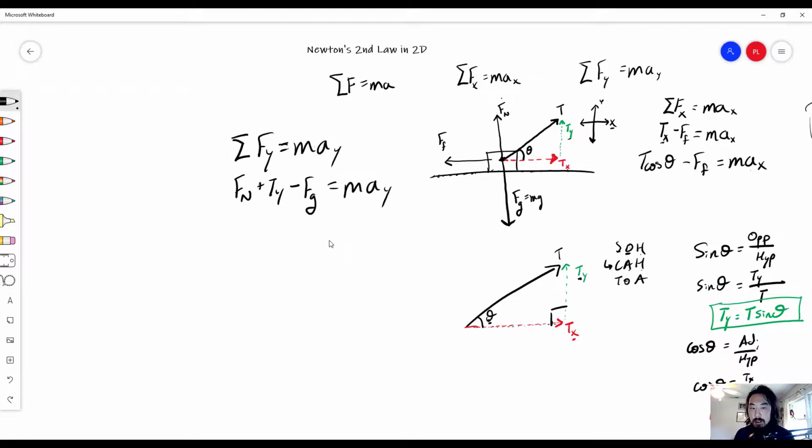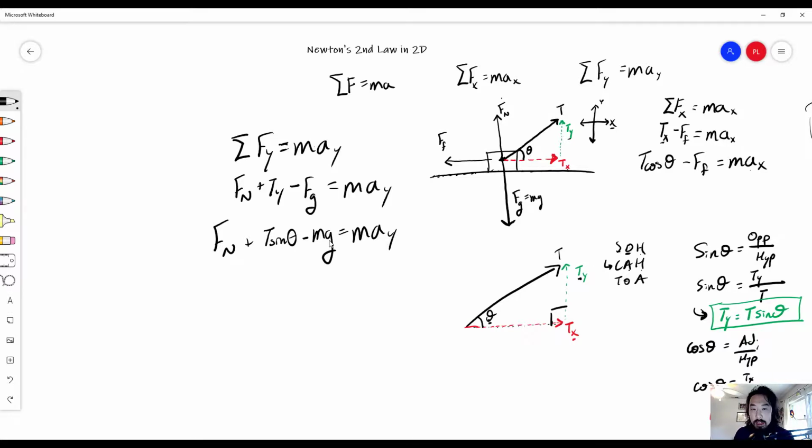All right, so we can break this down even more. We can say that the normal force plus Ty, and we figured out Ty over here. Ty is equal to T sine of theta, minus, and we know F of G is just mass times acceleration due to gravity, is equal to this equation here.